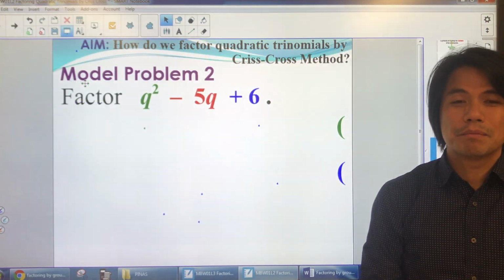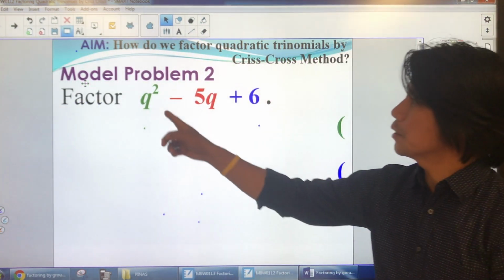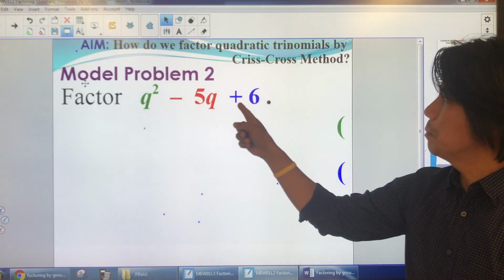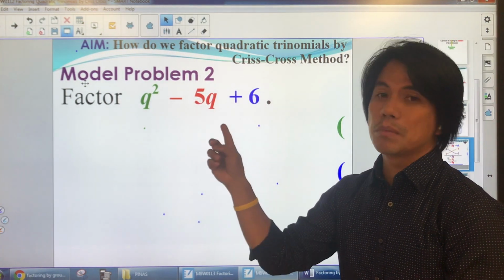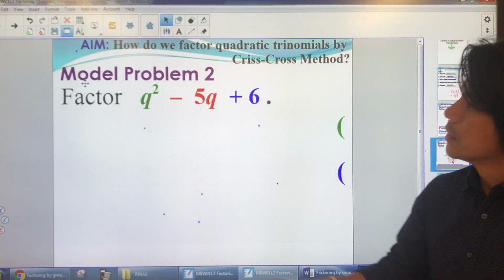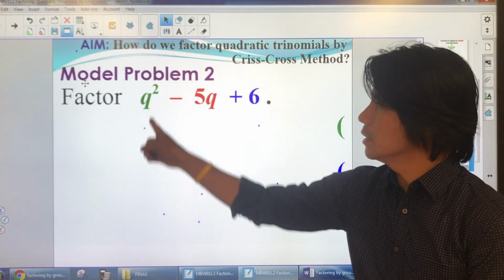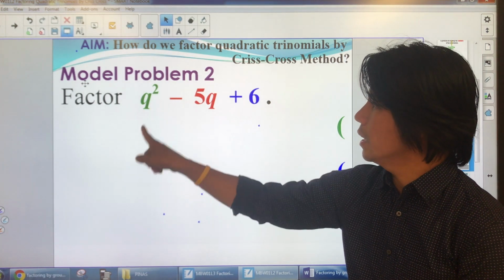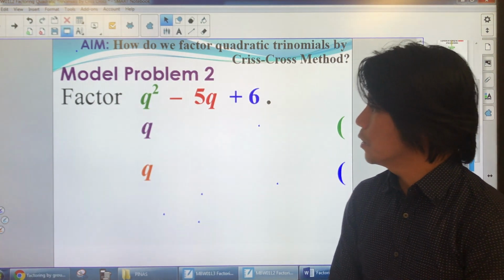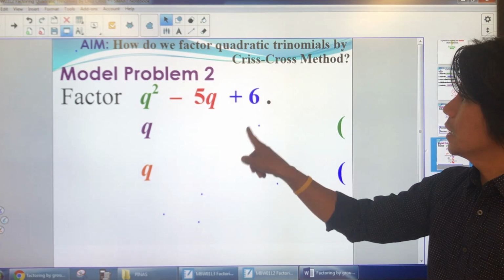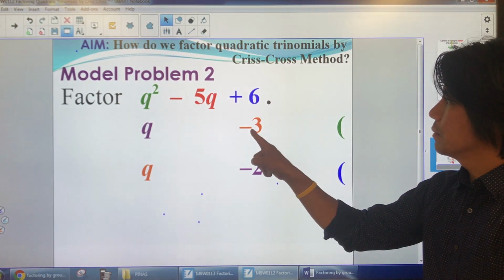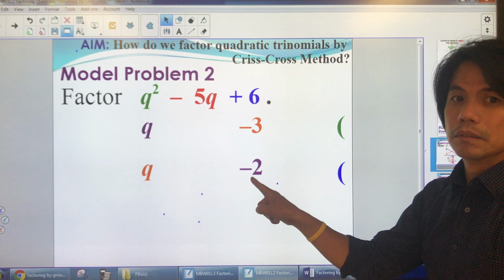Now let's have another model problem. It says factor q to the second minus 5q plus 6. This time the middle term is a negative number, right? So step 1, factor the leading term. Q to the second, the factors are q and q. Factor the last term, positive 6. The factors are negative 3 and negative 2. Right?